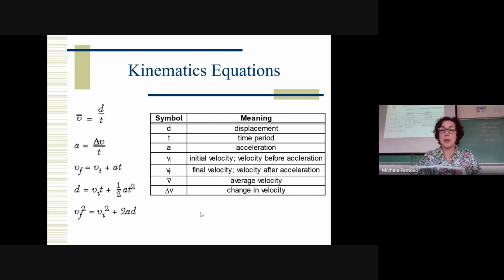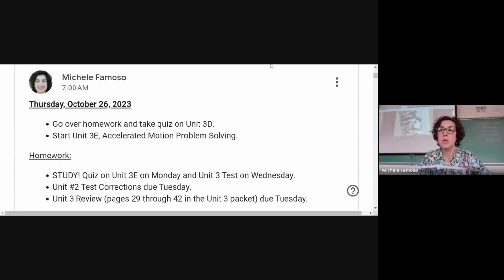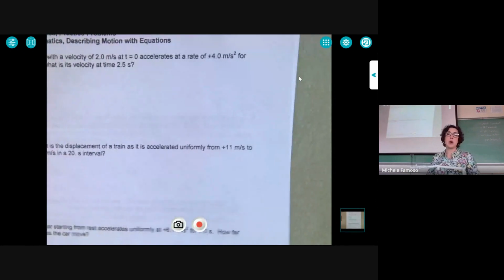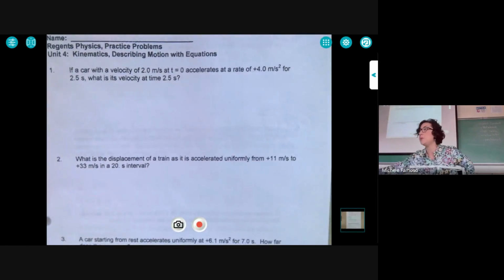All right, now we go to our packet, and let's turn to page 23. And really the big thing here is we need to practice what these problems are going to look like, okay? And of course, you're going to need reference tables there to help you because you don't have those equations memorized. I don't expect you to memorize them. I expect you to copy them off the reference table correctly.